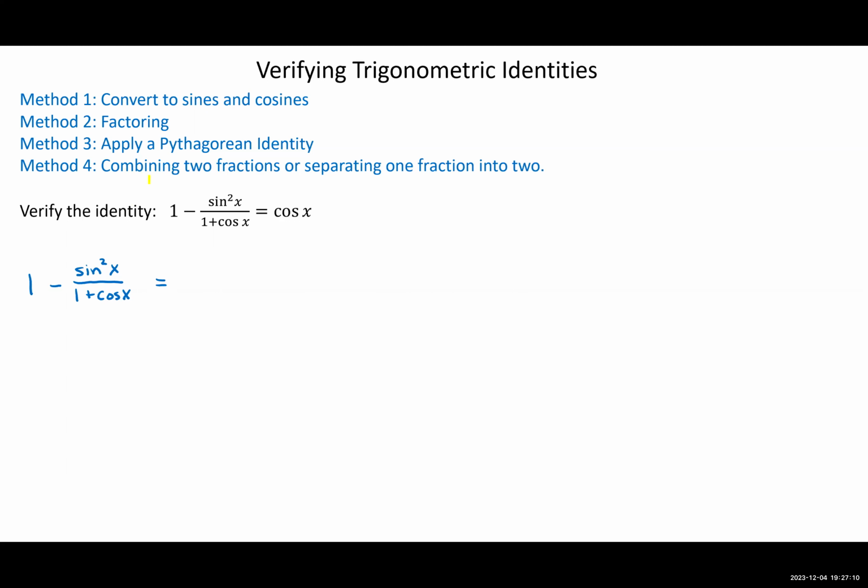I'm going to try combining 2 fractions into 1. I'm going to try combining 2 fractions. I don't think we've done that one yet.